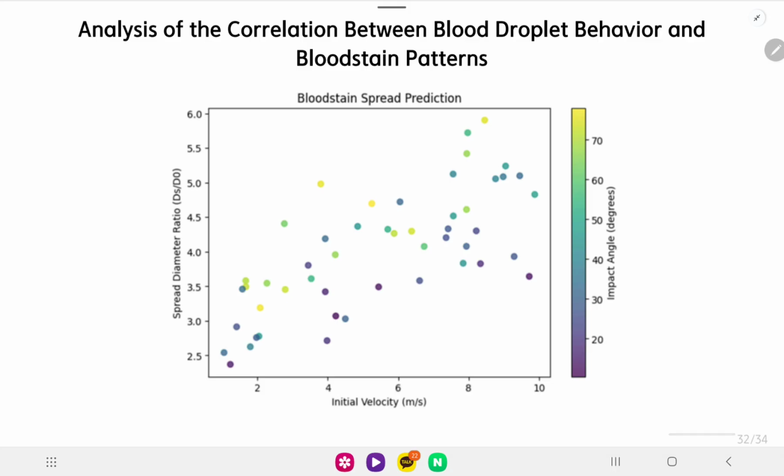We also built a graph to illustrate the relationship between initial velocity and the spreading ratio, with impact angle represented by color, to observe whether a greater impact angle results in more extensive spreading. The result indicates that higher velocities and larger impact angles generally led to wider bloodstain spread, as confirmed through both computational modeling and visualization.